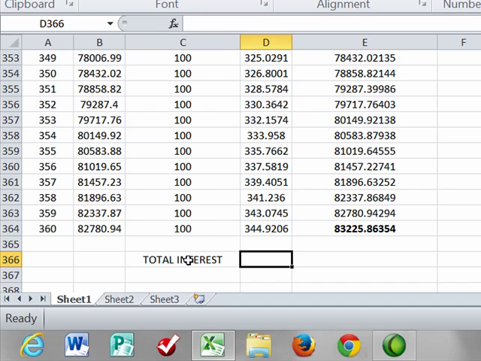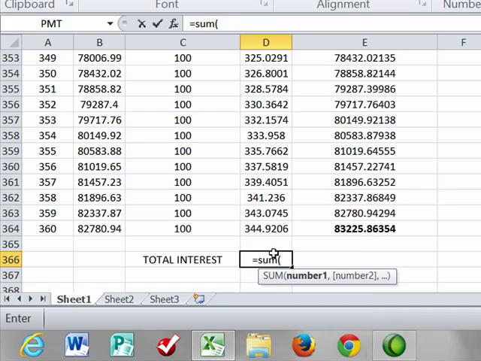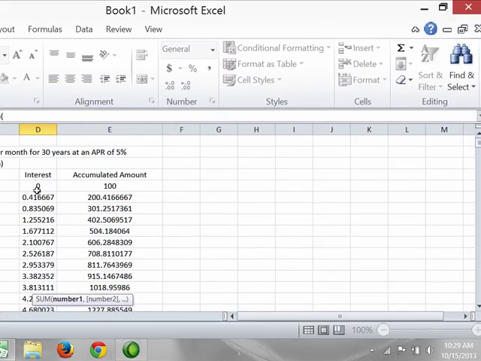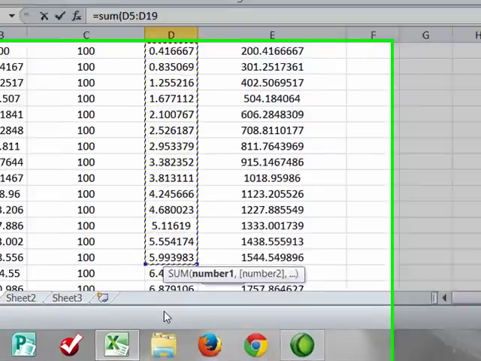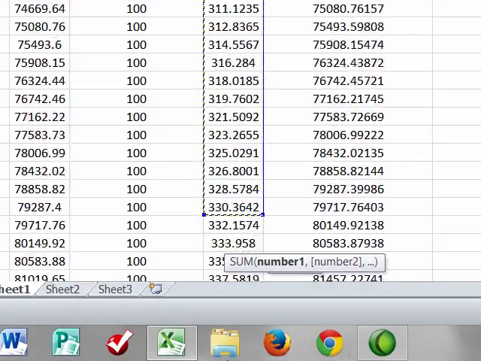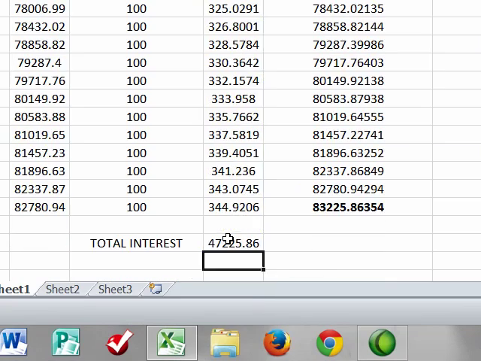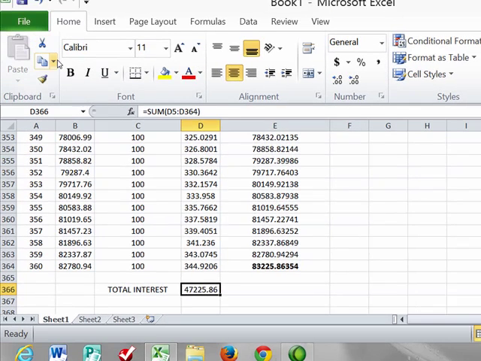So total interest, somewhere below that, we're going to equal the sum of, what are we summing? So sum parentheses, and then I'm going to sum up that entire column. So start here with 0, come all the way down to this last number, and then close the parentheses, and that's the total interest I would have generated on my money, $47,225.86. But my account, because I'm putting 100 every month, is worth $83,225.86.